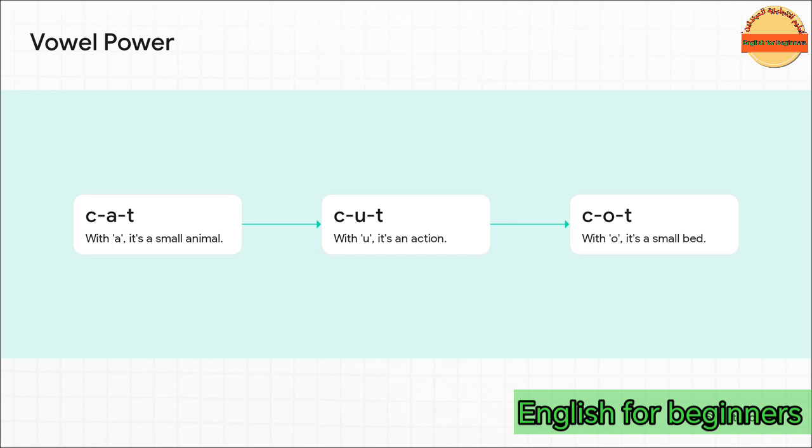So look at the word cat. Now, let's keep the C and T sounds, but just swap out that middle vowel. Change the A to a U, and you get cut, a totally different word, an action. Swap that for an O, and you get cot, a bed. See? The consonants build a frame, but it's the vowel in the middle that gives the word its meaning.